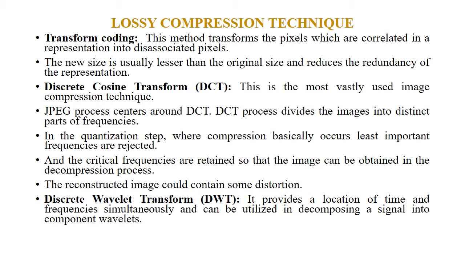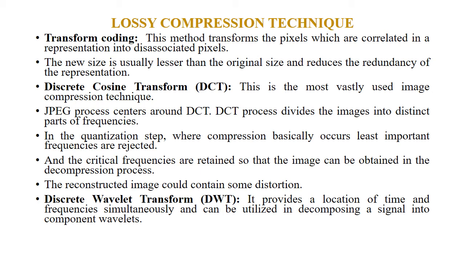Definitely, in lossy compression techniques, redundancy removal is more. That's the reason the output image occupies very little space compared to the original image. Then the discrete cosine transform and discrete wavelet transform play a major role in transform coding techniques. DCT is the most widely used image compression technique. The JPEG process centers around DCT.